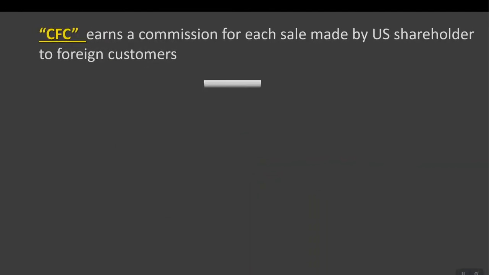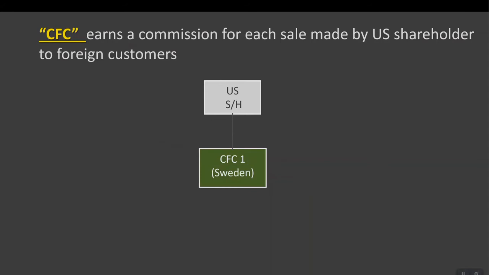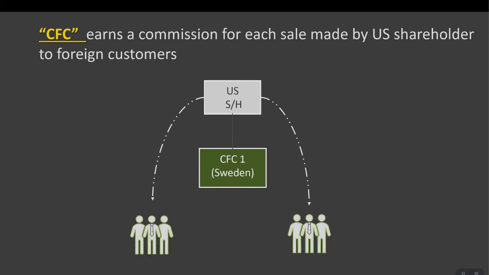In example 3, a U.S. shareholder wholly owns a Swedish foreign corporation. In other words, Swedco is a CFC. Swedco earns commission for each sale made by a U.S. shareholder to its foreign customers. The U.S. shareholder sells products outside the U.S. and Sweden to unrelated customers. In this example, Swedco is involved in the generation of these sales and is making a commission on these sales. In this scenario, the commission revenue, even though it's being paid by a U.S. company, is considered to be foreign-based company income.